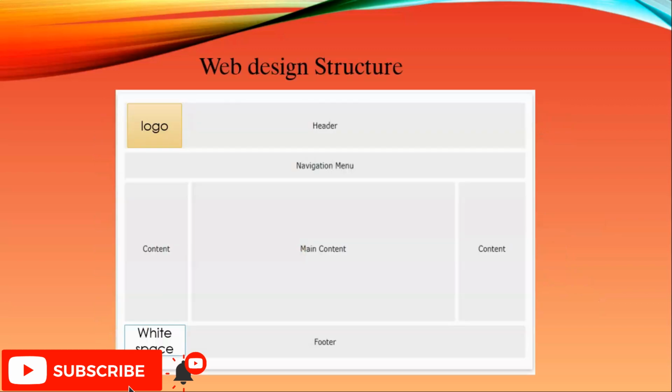Next, how will the structure of a web design be? First the header will come. Then the logo, which you have to place in the top left corner. Next is the navigation menu. Next you place the content like this. Then white space. Then footer. So this is the way the structure will be.